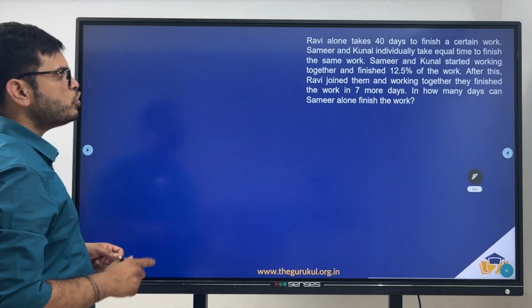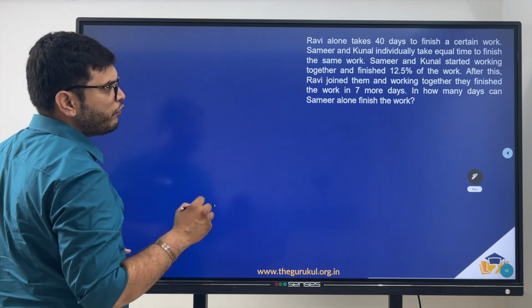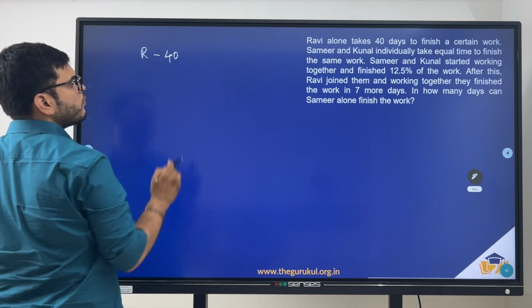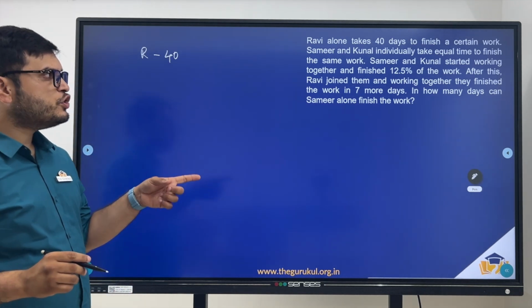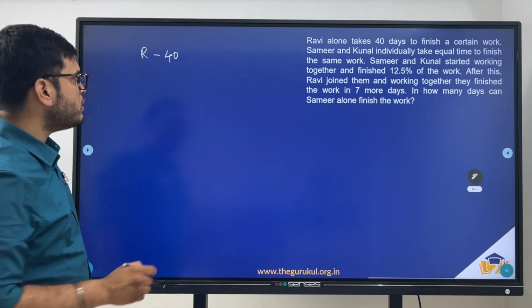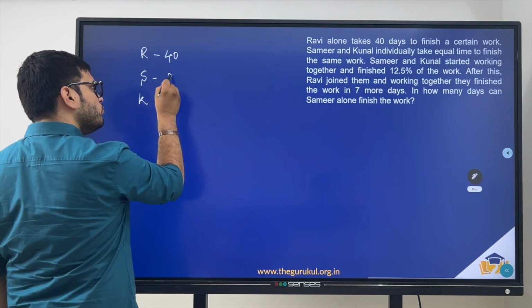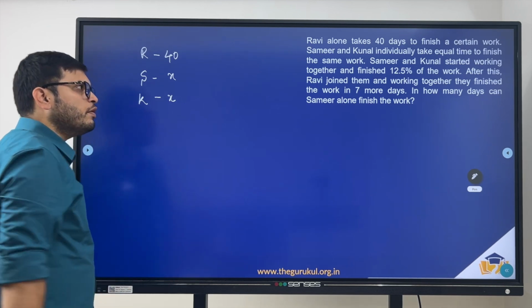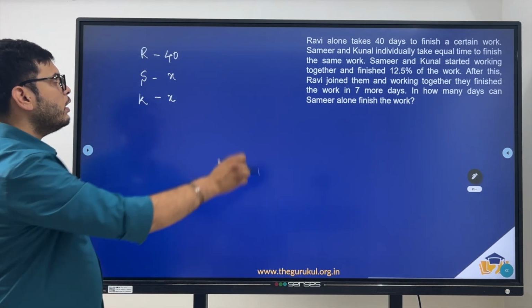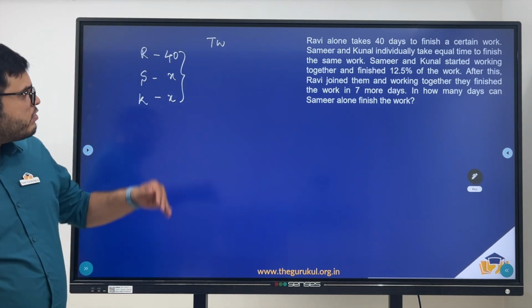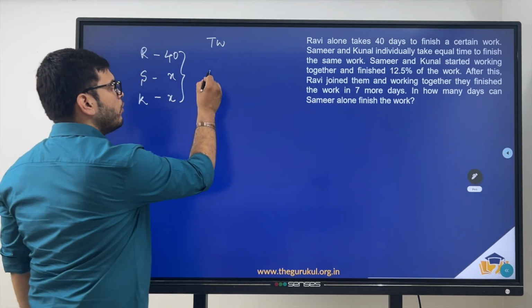Now coming to the fourth question, Ravi alone takes 40 days to finish a certain work. So Ravi takes 40 days. Samir and Kunal individually take equal time to finish the same work. Let me assume they both need X days each to complete the same work. Now let the total work be the LCM of these three. What is the LCM of 40X and X?